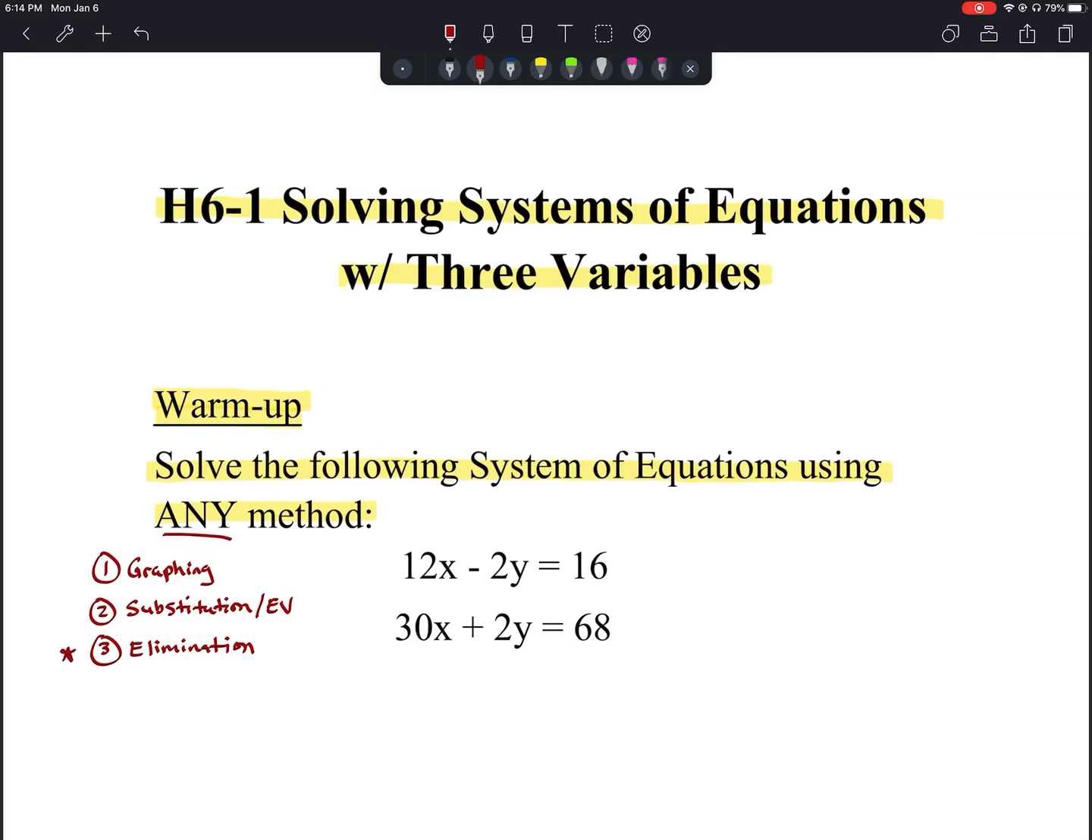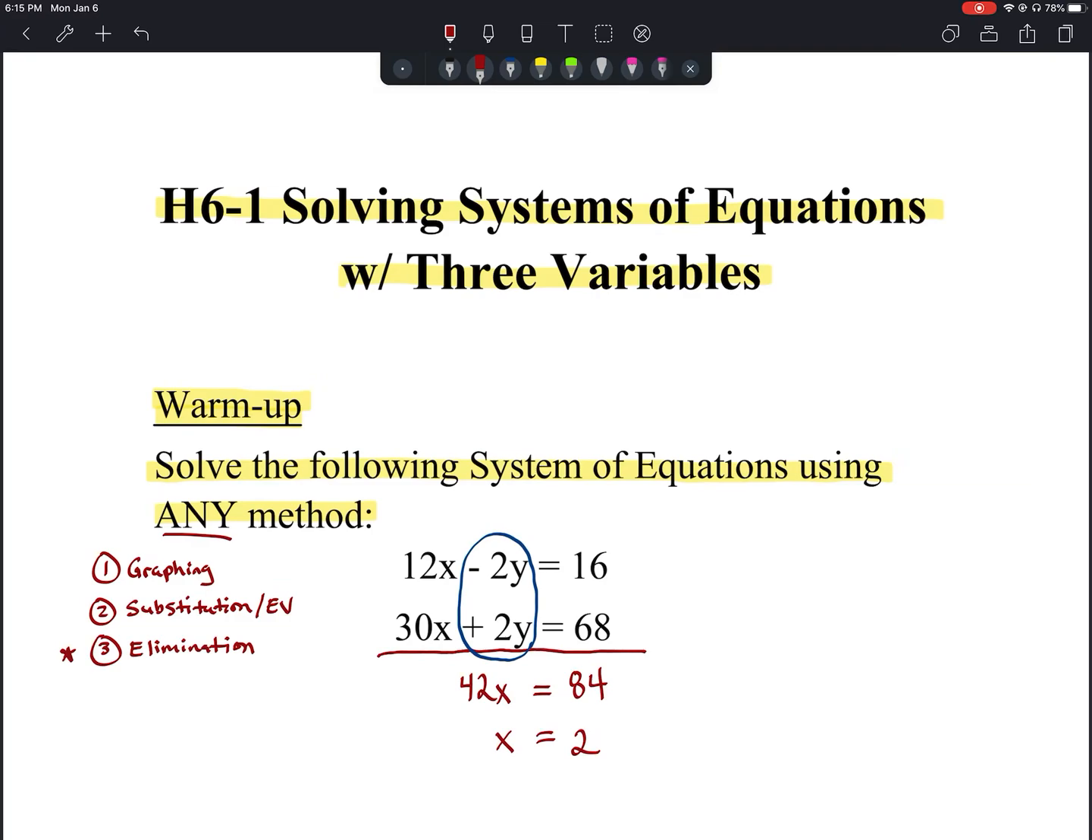Since we have 12x minus 2y equals 16 and 30x plus 2y equals 68, if I want to do elimination, this is already set up for it. Remember, we have opposite values. We have the negative 2y and the positive 2y. So if we add these two equations together, the y's eliminate, leaving us with 42x's. And then we have 84 on the other side. So 42x equals 84. And when you divide both sides by 42, you should end up with x equals 2.